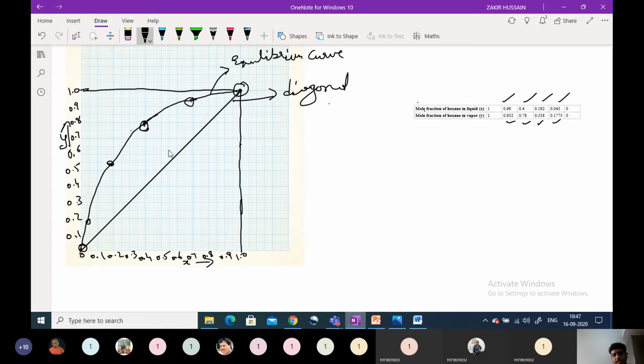Now we have to project the XF value. The XF value they have given is 0.5. So this is the XF value, which is 0.5. This value needs to be projected up to this point. Projection is nothing but dotted lines we can see. So up to the 0.5 value we projected up to the diagonal.